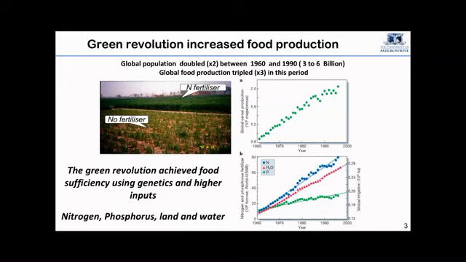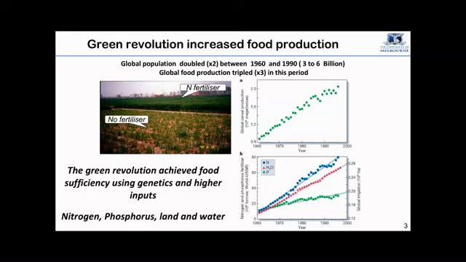Now, how did they do this? Well, they did this on the basis of three important things. Firstly, they introduced new genetics, as I talked about earlier, the introduction of the dwarfing genes, the semi-dwarf wheats. Secondly, people realized that if you were going to grow these high-producing wheats, you needed fertilizer. So it was the application of fertilizer, nitrogen, phosphorus, and more water where irrigation water was available, and in some cases, the use of more land.